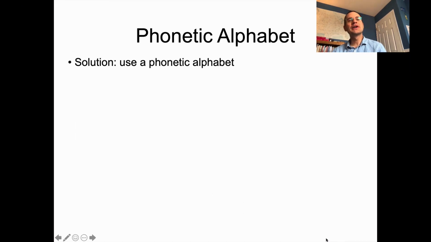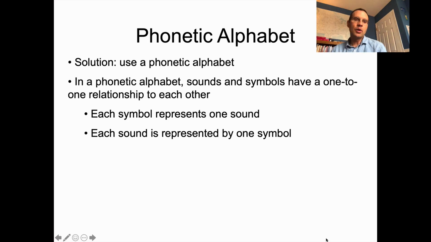Okay, so the way we're going to solve all these problems is that we're going to use a phonetic alphabet. So in a phonetic alphabet, sounds and symbols have a one-to-one relationship to each other, and that's the most crucial defining feature of them in terms of their value of how they are able to represent what people actually say.